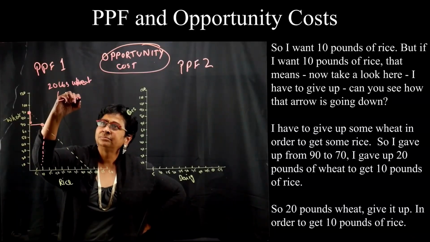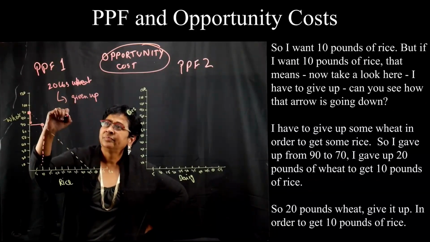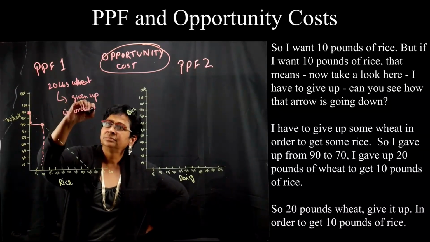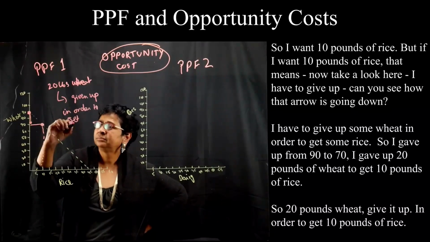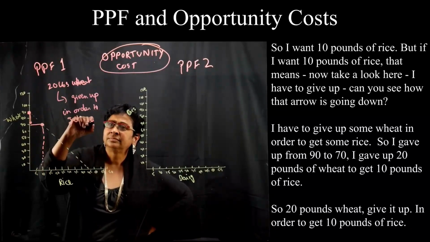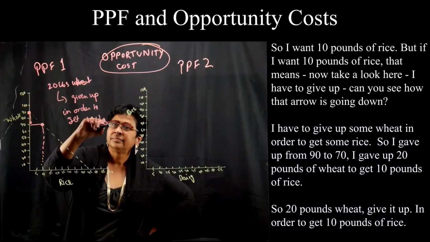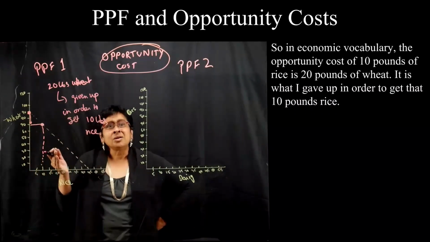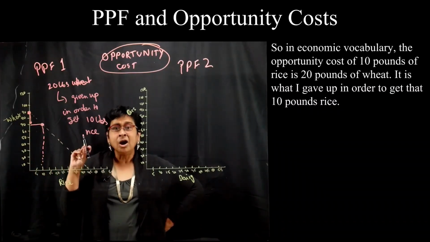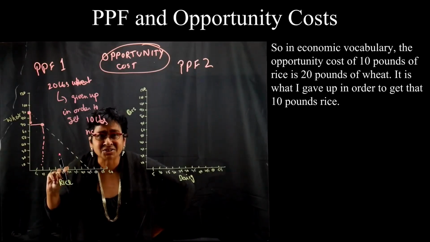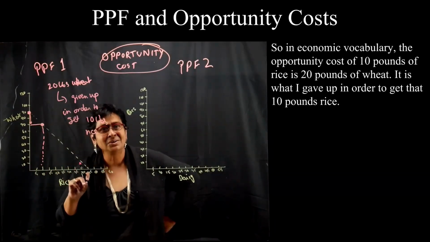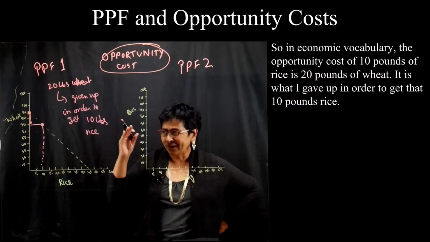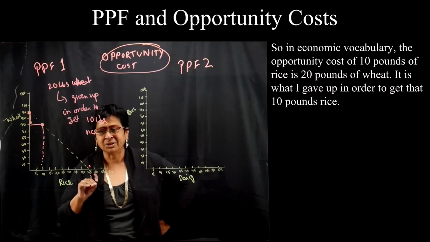So 20 pounds of wheat were given up in order to get 10 pounds of rice. So in economic vocabulary, the opportunity cost of 10 pounds of rice was 20 pounds of wheat. It's what I gave up in order to get that 10 pounds.